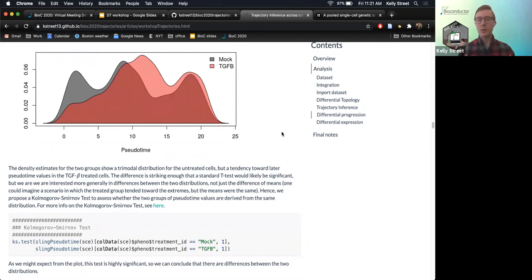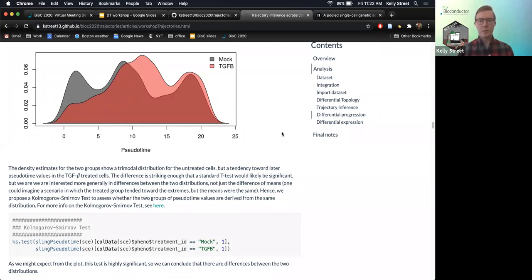There are a lot of different ways that cells could show different behavior along a trajectory, and so we want it to be as general as possible. It might be the case that one condition was more bimodal, so it's either all at the beginning, didn't differentiate at all, or all at the end, fully differentiated, whereas another one is sort of more uniform in the middle.